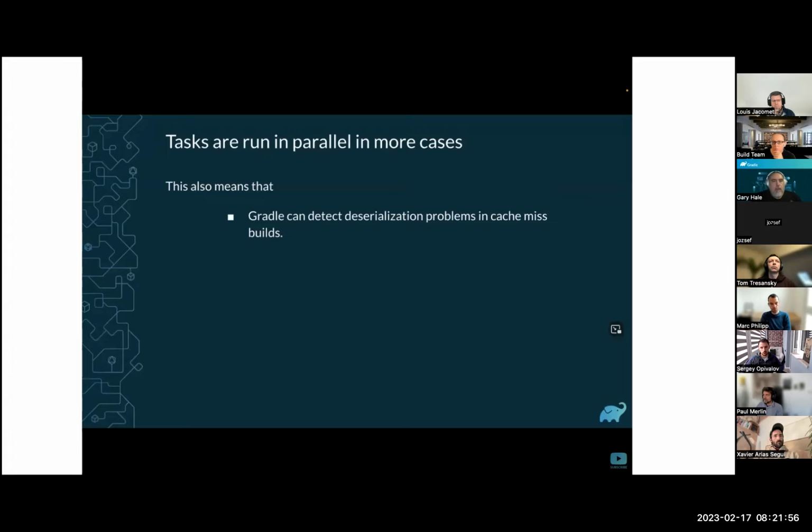This change also makes it easier when you are working on migrating your build to be configuration cache compatible. Gradle can now detect deserialization problems in cache miss builds, whereas in previous versions, you could only do this for cache hit builds. So what that meant in practice is that after you made a change, you needed to run the build twice to be sure that you've seen all the configuration cache problems. And now you only need to run the build once. So this is a big improvement for feedback time.